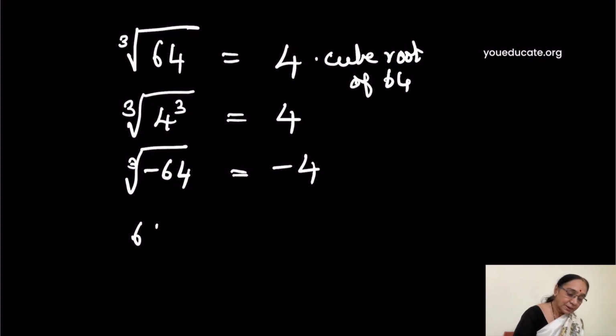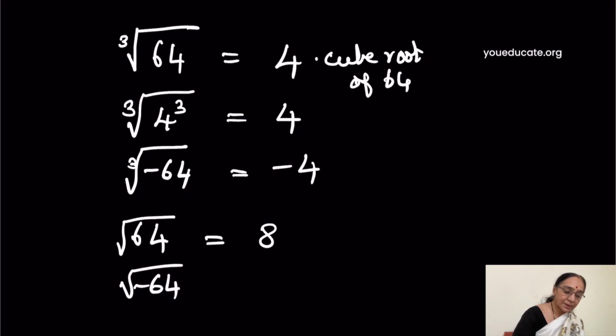However, 64, you will notice that it is also a square number. So the square root of 64 is 8. Whereas when I say minus 64, this is not a real number. You cannot take the square root of a negative number. It doesn't come under our number system, real numbers.